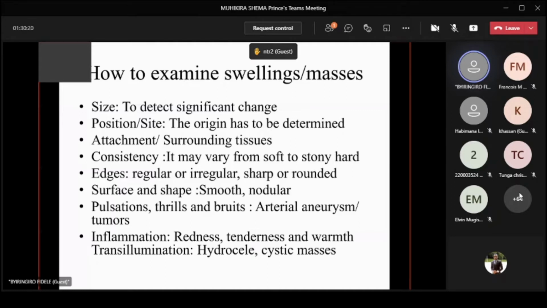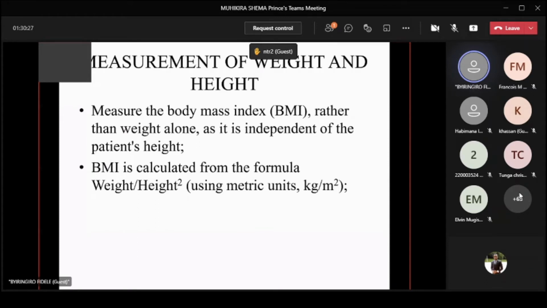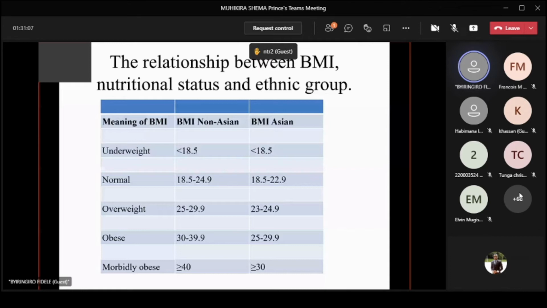You have to measure the body mass index rather than the weight alone, because it is independent of the patient's weight. So the BMI is calculated from the weight over the height squared, and this is very important information when you want to calculate the overweight or obesity of your patient. The BMI is also related to the nutritional status, and can depend on the ethnic group. And you need to know all these levels for the underweight, for the normal, for the overweight, for the obese, and morbidly obese.